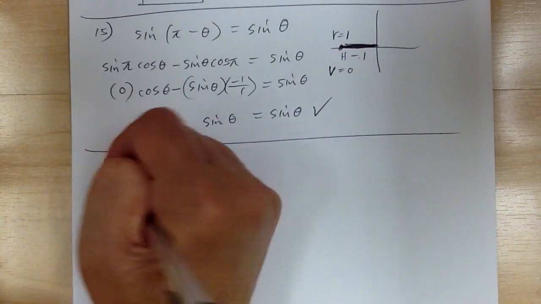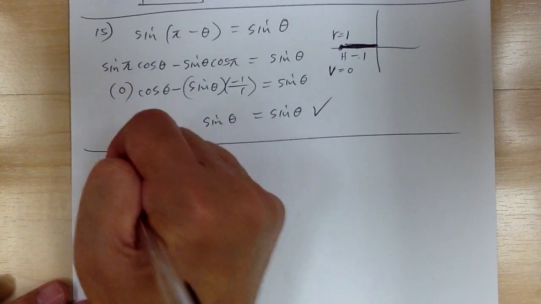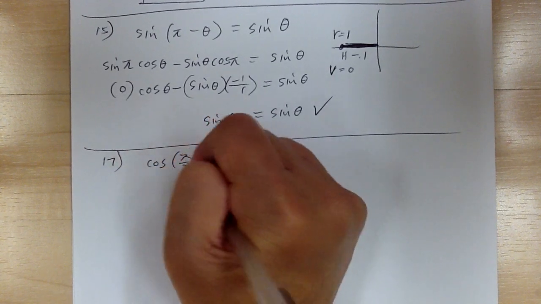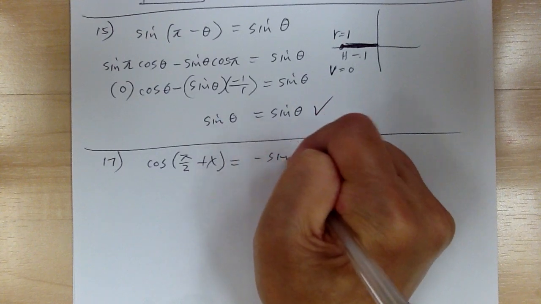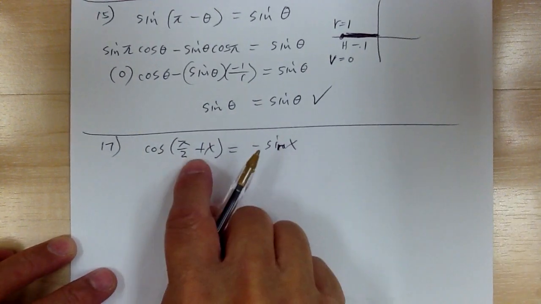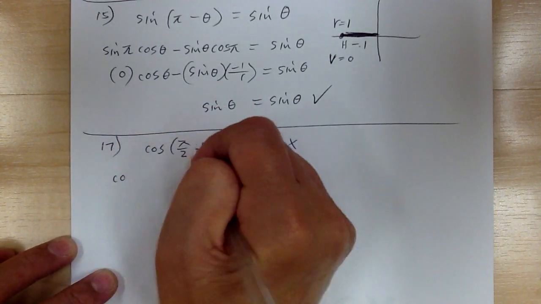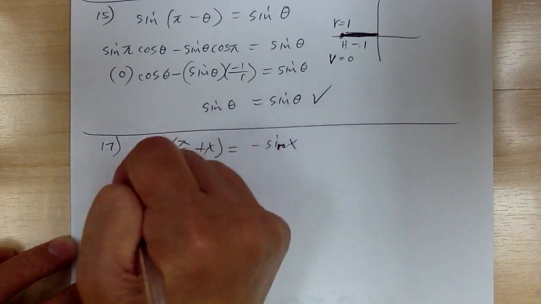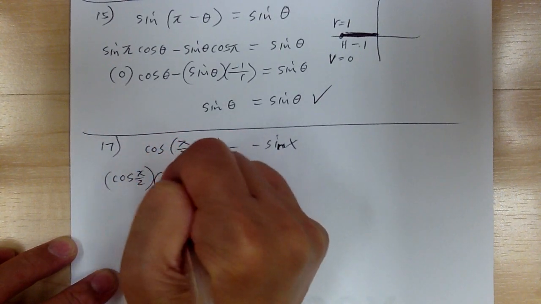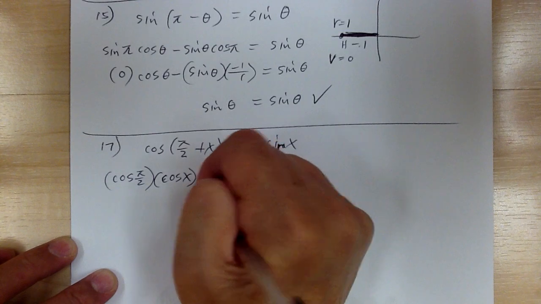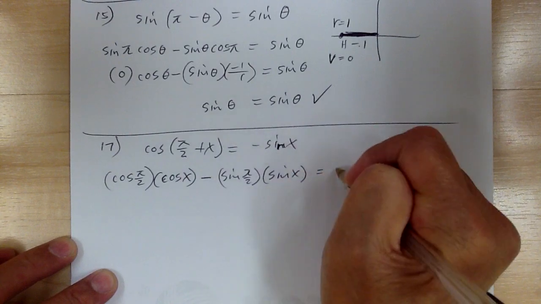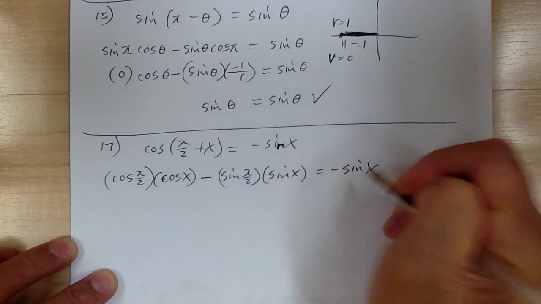Okay, let's go to 17. You have cosine of pi over 2 plus x equal to negative sine of x. This side is more simple, so you want to keep this side the same and expand the other. On this side, you use your cosine identity for the sum. So cosine of pi over 2 cosine of x, then minus sine of pi over 2 sine of x. Again, you have to keep one side the same.